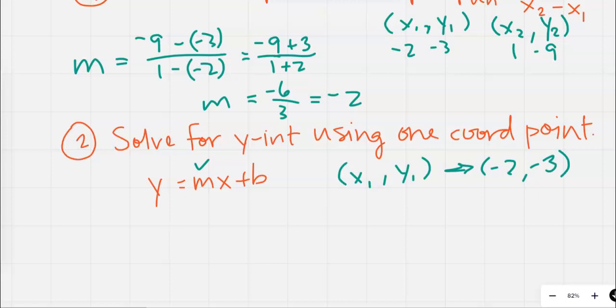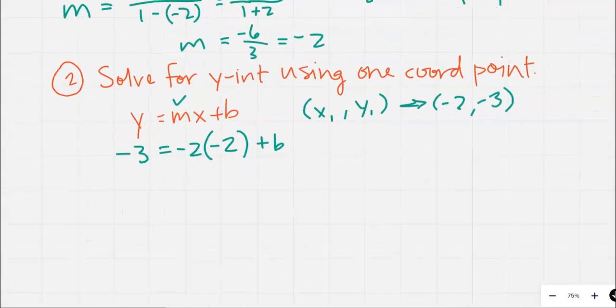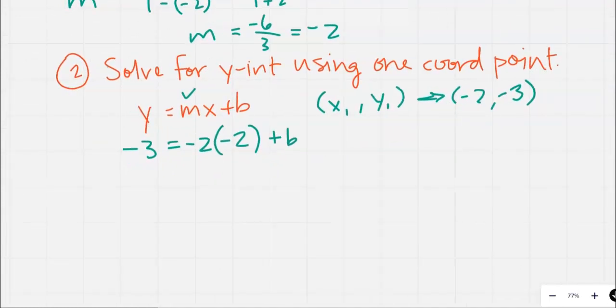Okay, so here we're going to put in, instead of y, that -3. And then we've got m, which we said was -2. And then the x-coordinate part is also -2. And then we add b. So we've got -3 equals -2 times -2 plus b. We just used the slope-intercept form formula, plugged in a point, and then used that to set this up.